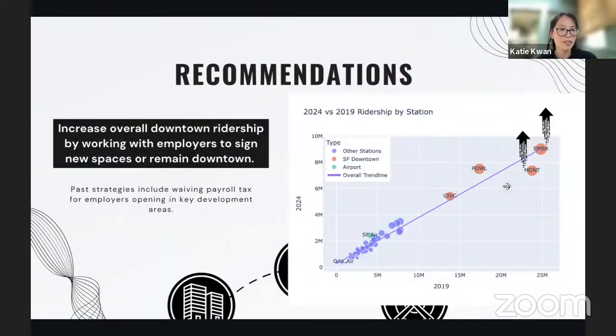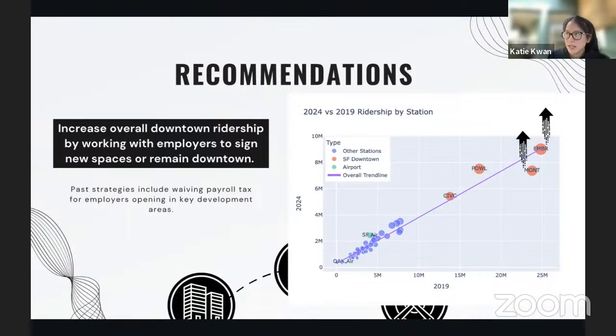Okay, so recommendations. Moving back to this kind of bounce back, I think that the way to really get ridership up is to look at the stations that have the most volume and those that are underperforming. Again, we outlined Montgomery Station as underperforming, and so bringing this up to meet the bounce back or even further will be our biggest struggle, especially since corporate offices are closing.